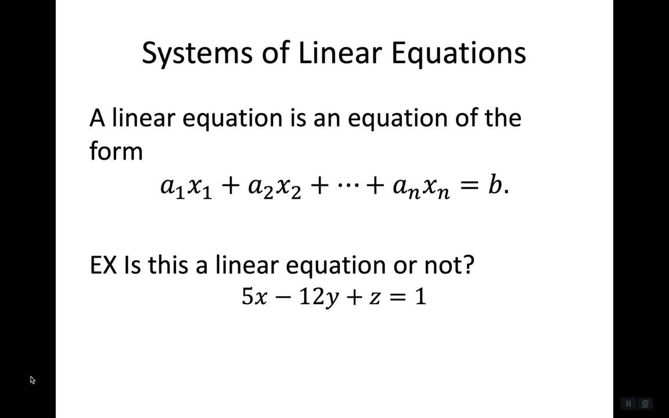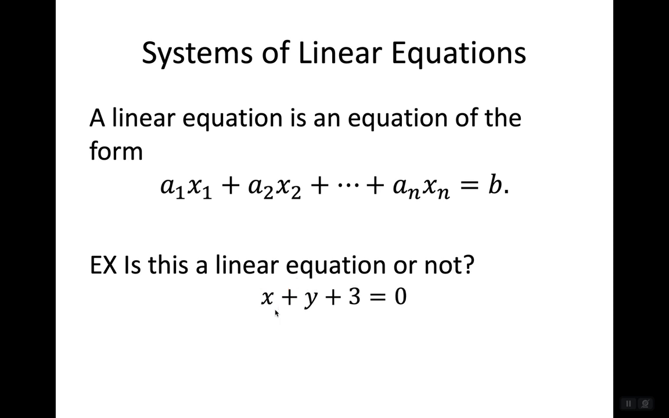How about 5x minus 12y plus z equals 1? Yes, that's a linear equation as well. A constant times x plus a constant times y plus a constant times z equals a constant. 3x squared plus 8 equals... no, this is not going to be a linear equation. You can't have an x squared. It's not linear. 6 square root x plus... no, same story. Can't have a 6 square root x. That's not a linear equation.